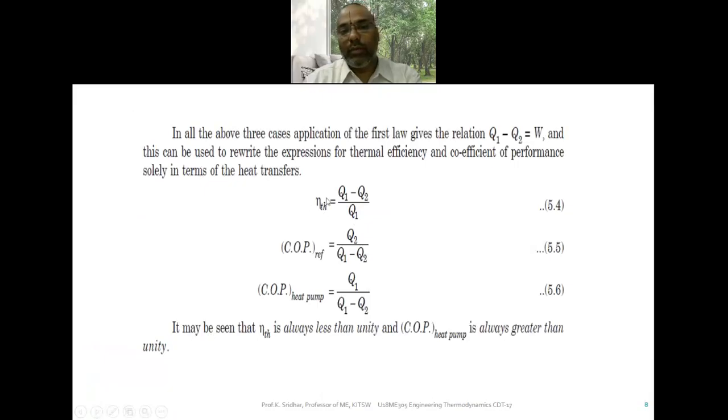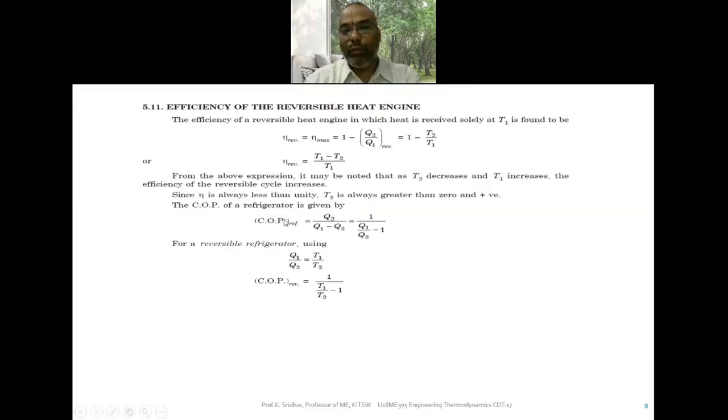The same thing: the thermal efficiency of the heat engine is Q1 minus Q2 by Q1, COP of the refrigerator is Q2 by W. W is the difference of the two heat transfers, so Q2 by Q1 minus Q2. COP of the heat pump is equivalent to Q1 by Q1 minus Q2. So here you are able to say that the COP of the heat pump is always greater than the COP of the refrigerator, because the COP of the heat pump is equivalent to 1 plus COP of the refrigerator. So we can say that the COP of the heat pump is always greater than the COP of the refrigerator by unity.